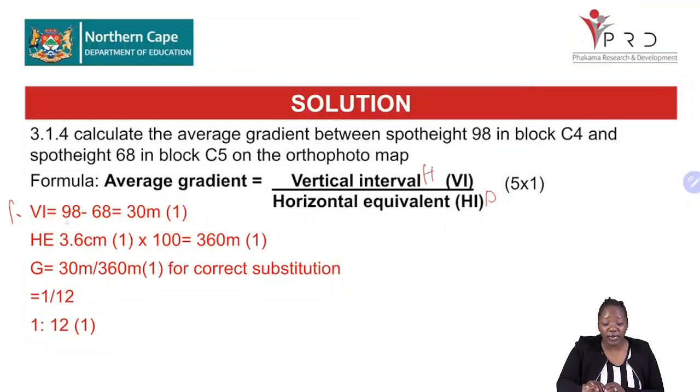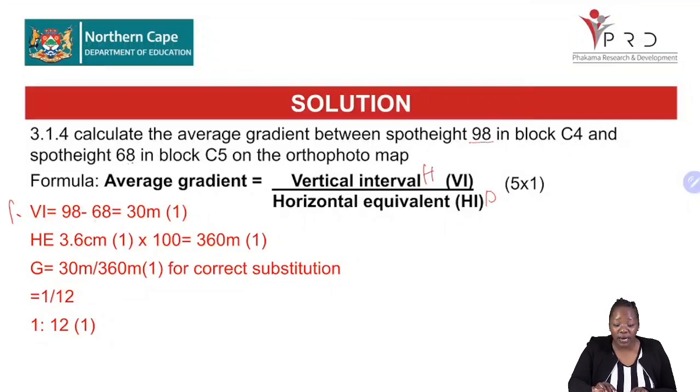So vertical interval is equal to 98. This 98, as you can see, is the spot height from block C4, and the other spot height from block C5 is 68. So 98 is the bigger number. So we start with 98, then you subtract 68. Remember, we do this in a calculator. Don't just assume, because you're going to get a wrong answer. So use a calculator. 98 minus 68 will give us 30. Then 30 meters, because gradient is calculated in meters.